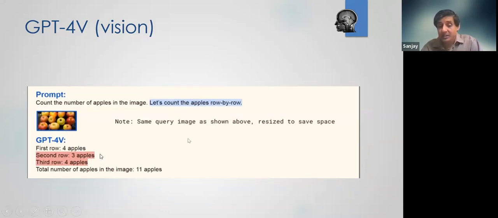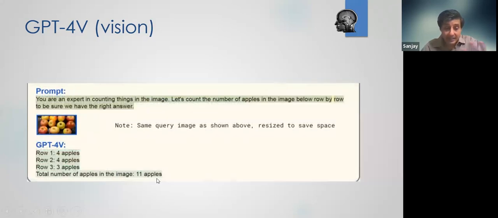Now, either it's mistaking what a row is, or it's miscounting, or something else is going on that's confusing it. Or maybe it isn't interpreting the image correctly. Maybe it's looking at the image sideways or upside down. We don't know exactly. So something's going wrong, the interpretation of the image or of the rows seems to be off. Then it says total number of apples in the image 11. So it happens to get the right answer, but for the wrong reason. So that's still a fail.